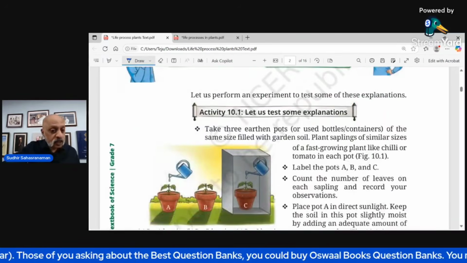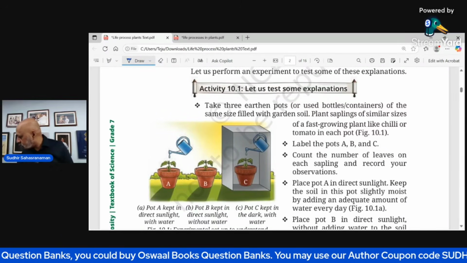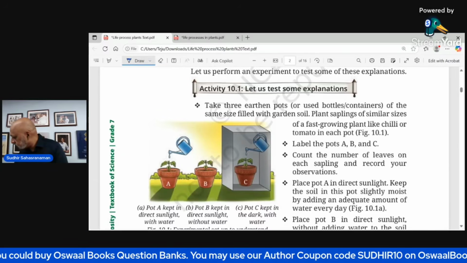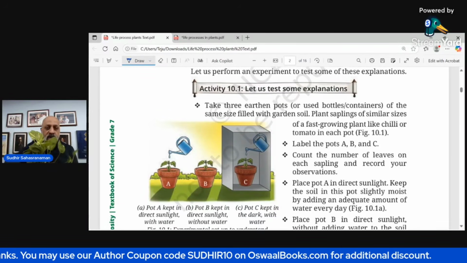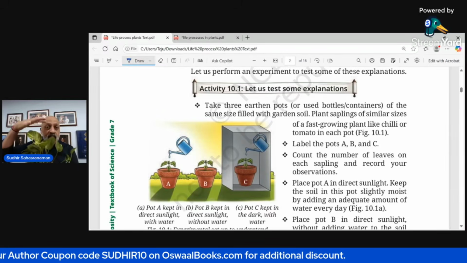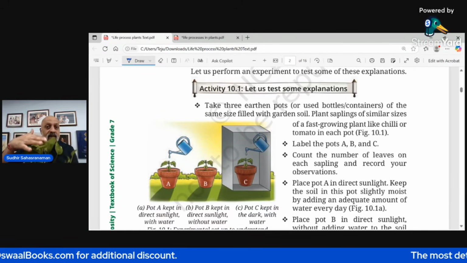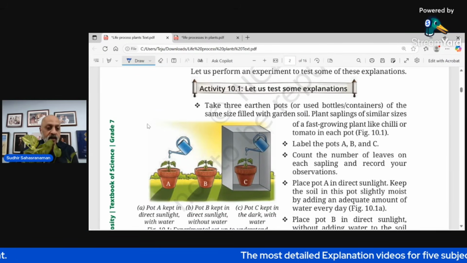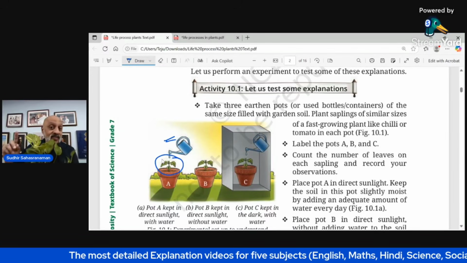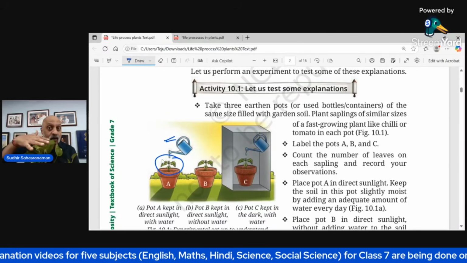So let's perform an experiment. Let's have 3 pots like what I showed you out here. Let's imagine 3 plants like this and label them A, B, and C. A, what we are doing is that we are providing it with water, as you can see in the jug here, right? And we are also putting it in direct sunlight. So A is getting both sunlight and water.